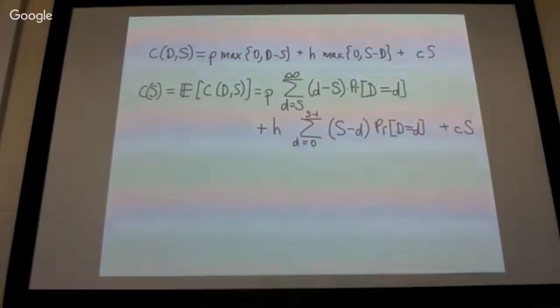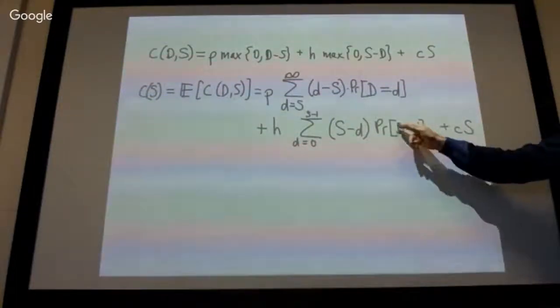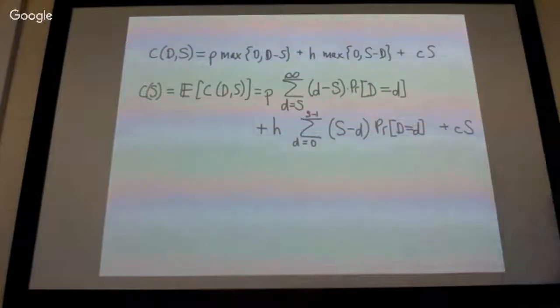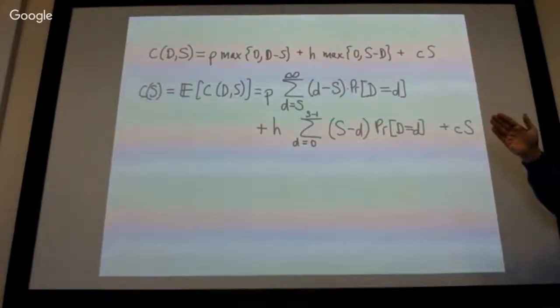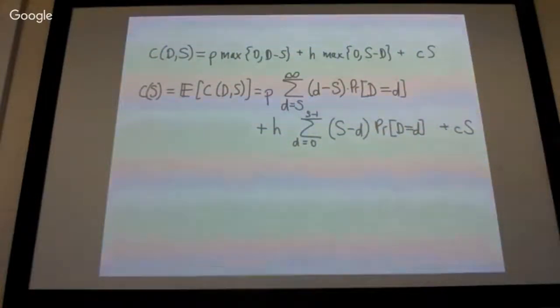a good idea. If we kind of pretend that this is not a discrete random variable, but a continuous one, and we know its density, then the approximate minimum, or rather, we approximately minimize.